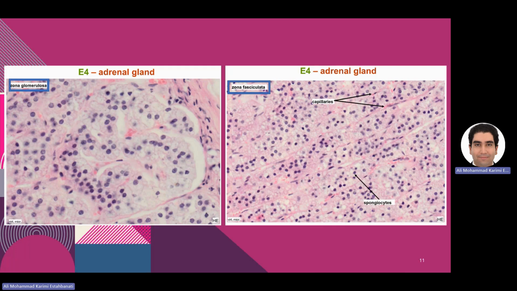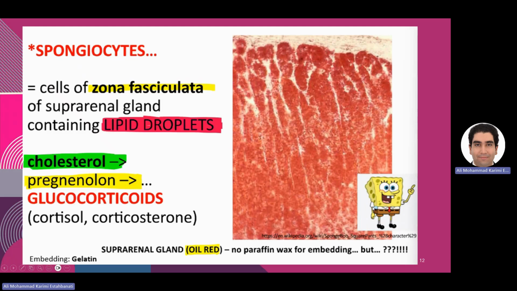Next thing, I tried to zoom into these two slides just for you guys to maybe have a better look at the glomerulosa and fasciculata area. And remember that there are spongiocytes in the zona fasciculata. How do you need to look at them? Like this. Spongiocytes basically have a lot of lipid droplets in themselves. So you can stain them with oil red, which is the stain we use for lipids. And obviously, you need to embed it with gelatin as well.